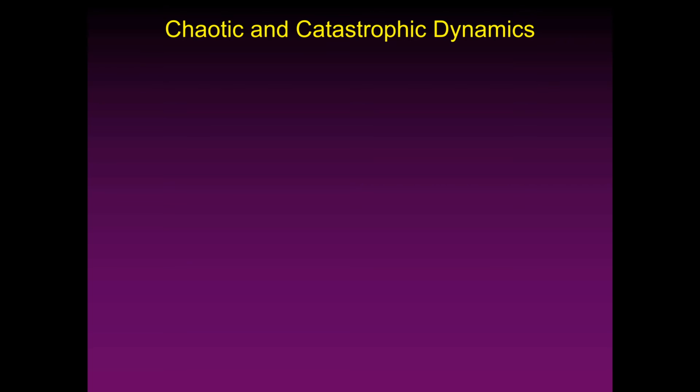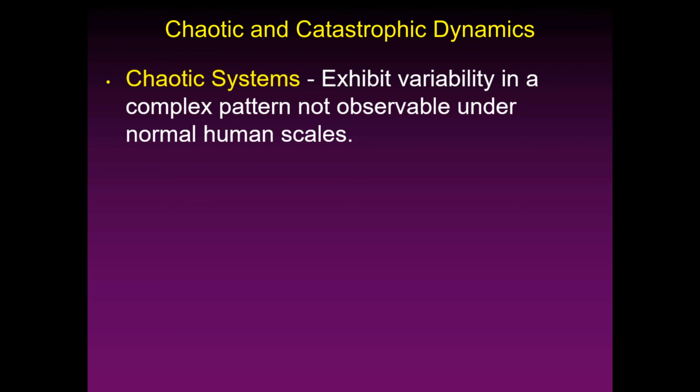So chaotic versus catastrophic dynamics. Chaotic systems exhibit variability and complex patterns not observable under normal human scales, as in these usually take a very long amount of time. This was observed by Edward Lorenz, called the butterfly effect. So it either occurs over a very long amount of time, or it's at such a small micro scale that it's difficult for us to investigate. We see the effect, but the cause was something that was very tiny.